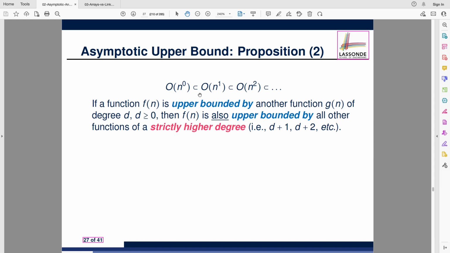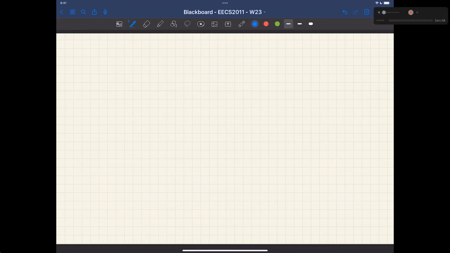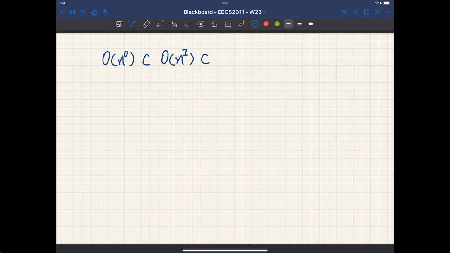Okay, what we have is big O of n to the power of 0, a proper subset of big O of n to the power of 1, a proper subset of, let me do one more, big O of n to the power of 2, and so on. Okay, what does that mean? Let me start with, first of all, what's a proper subset? Let's talk about it first.